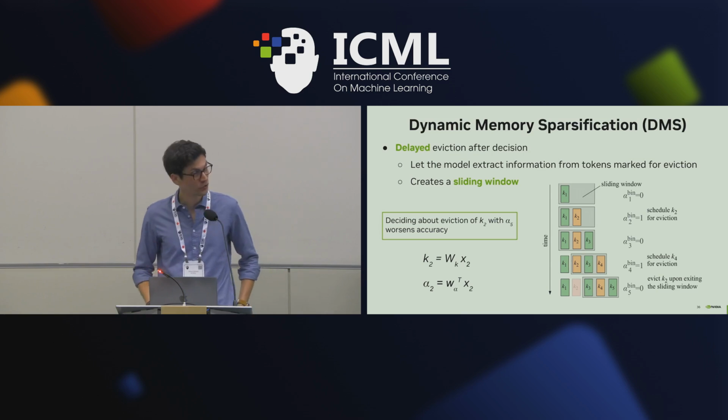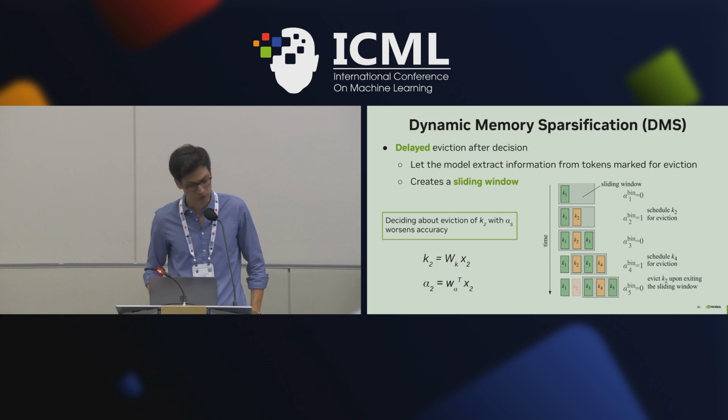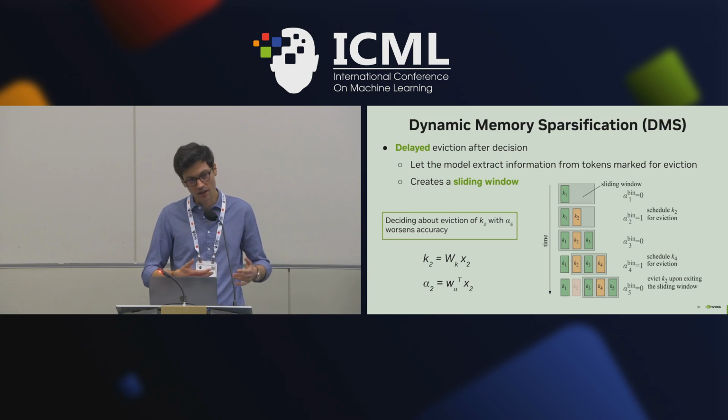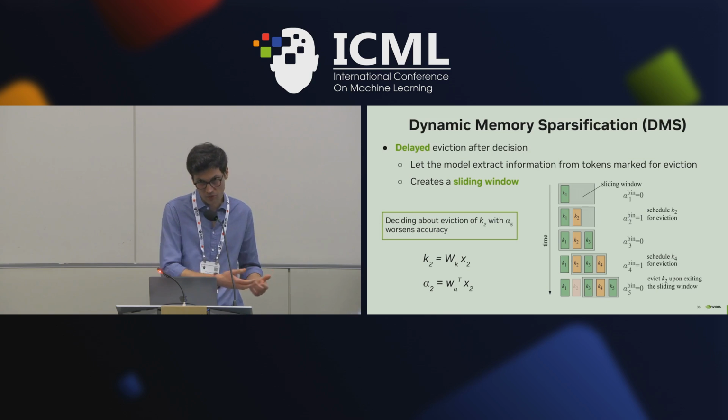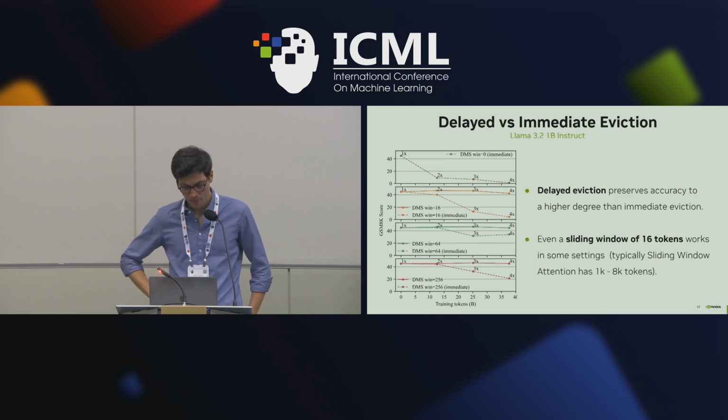So right now, I guess you're waiting for an ablation where I do immediate eviction, so alpha 5 decides about key 2, versus the delayed eviction where alpha 2 decides about evicting key 2 a couple of steps in the future. So it's a small ablation with the 1B model, Llama 3.2 1B, and different window sizes.